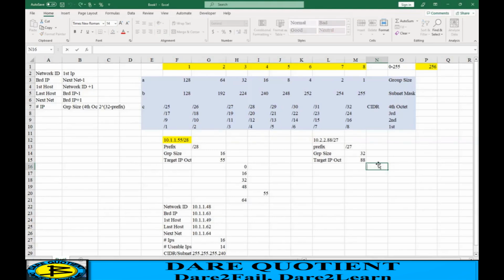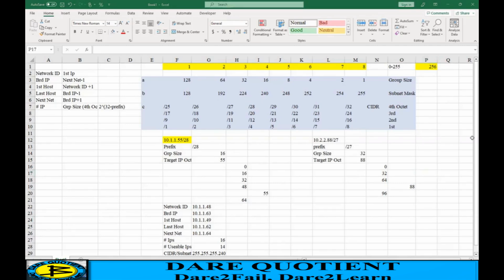So we'll go 0. Next we'll go 0 plus 32, which is 32. Then 32 plus 32 is 64. We'll go 64 plus 32, which is 96. Okay. So at this point, we've gone past our target IP octet value of 88. So from here, we can go ahead and find all the other attributes.